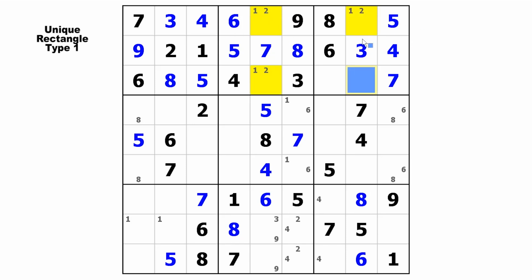So together with this cell, that forms a unique rectangle type 1. And we know this blue cell cannot contain 1 and 2, so there's only one cell left for the 1 and 2 in block 3, and they must go there, which means this cell has to be a 9. So you can enter that 9, and now we have another naked pair of 1 and 2 here in column 8. So assuming you understand how this works now, let's go ahead and solve today's puzzle.